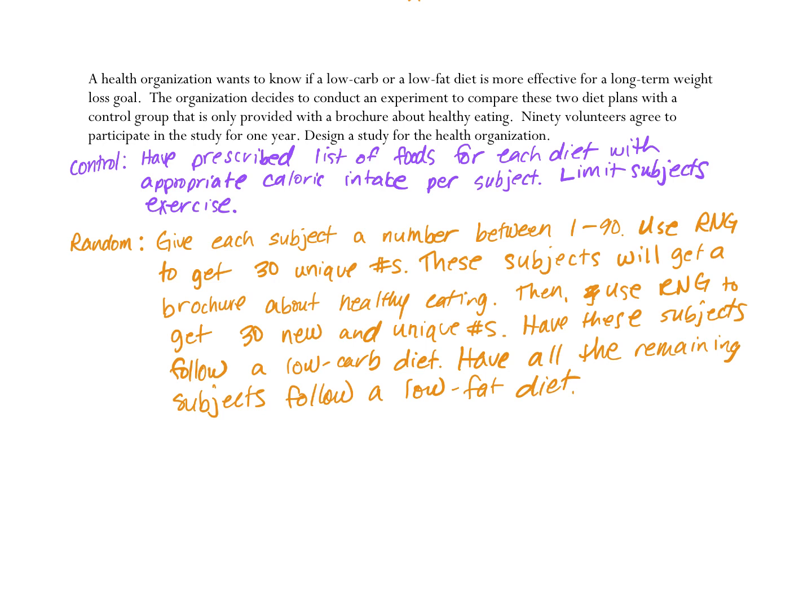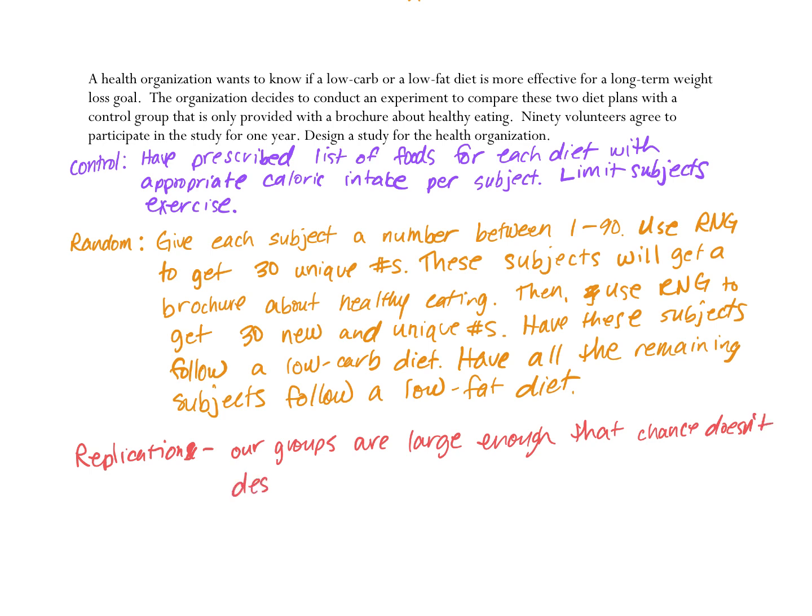And then I'm going to talk about replication here just to reinforce it, but there's not really much since the parameters were set. So for replication, our groups are large enough that chance doesn't describe the differences. In other words, they could not occur by chance.